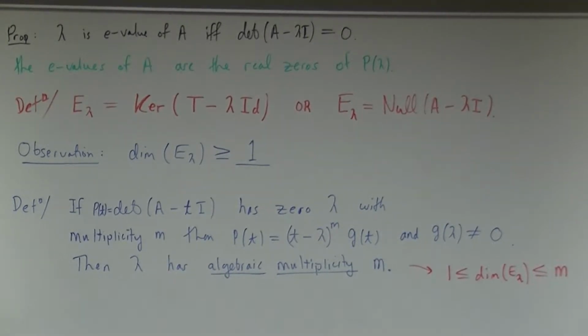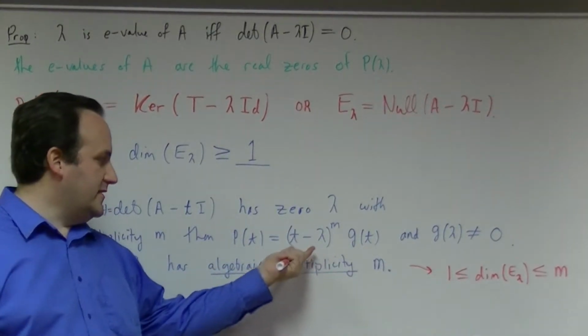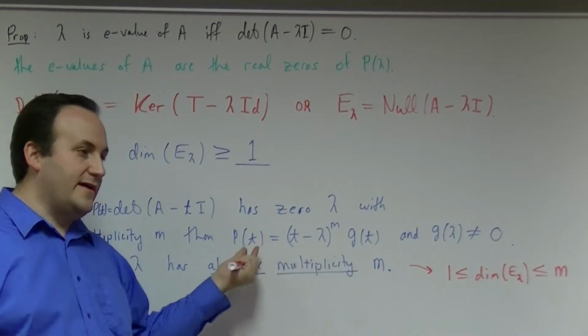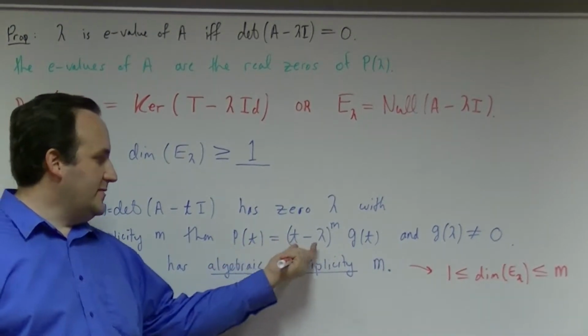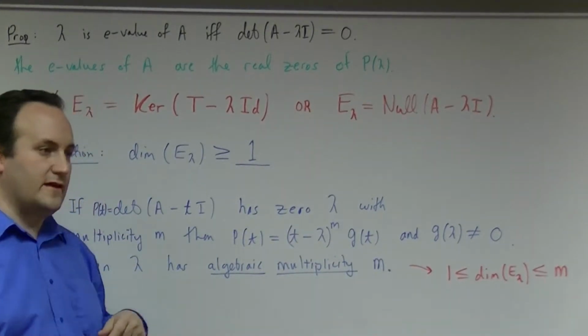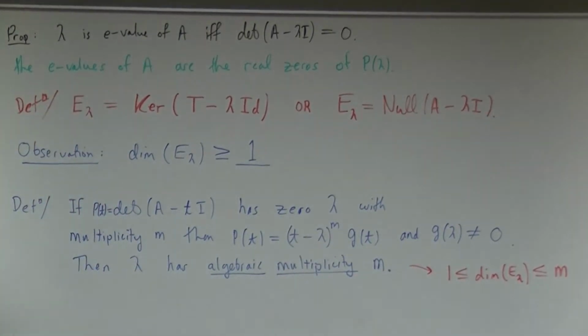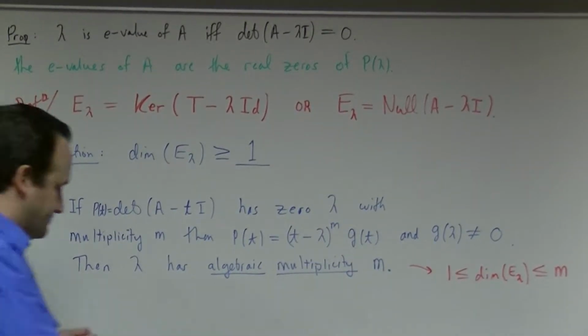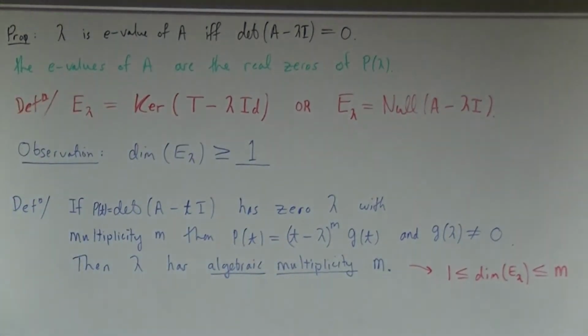Another way to say this would be that t minus lambda to the mth power divides p of t, but t minus lambda to the m plus 1 does not divide p of t. That's another language you could use to express the same thing if you wanted to think about polynomials dividing other polynomials. Okay, so those are the definitions that I need for our discussion today. But with that, I'm going to give you some examples. So if you don't mind, I'm going to erase most of this.